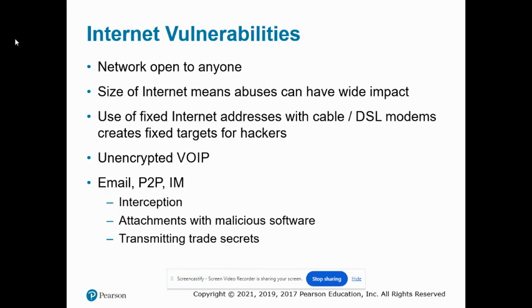Here we discuss the types of threats that large public networks such as the internet face because they are open to virtually anyone. The internet is so huge that when abuses do occur, they can have an enormously widespread impact. And when the internet becomes part of the corporate network, the organization's information systems are even more vulnerable to actions from outsiders.